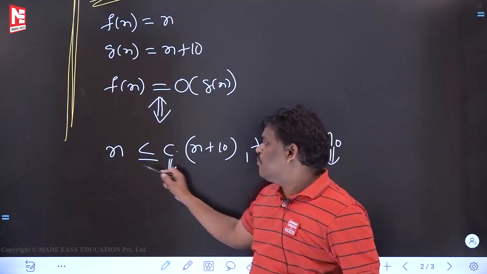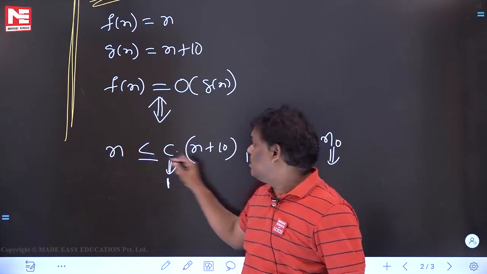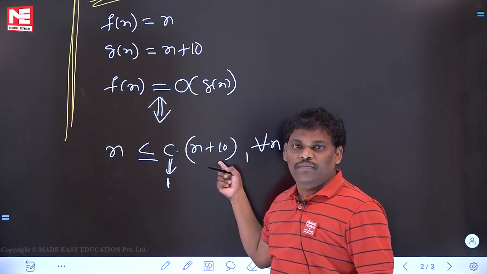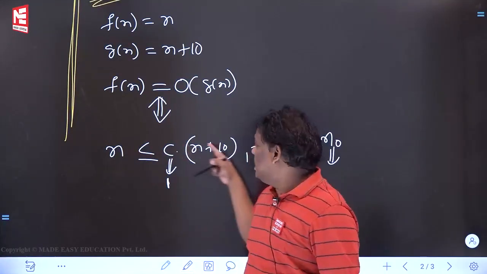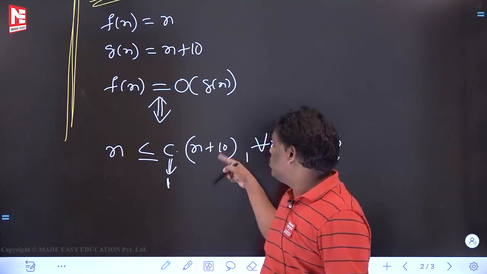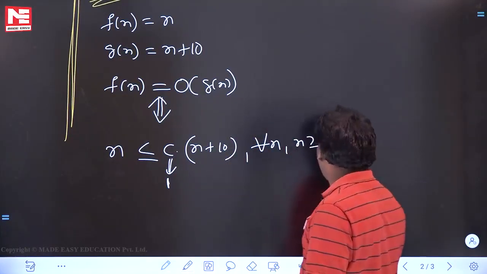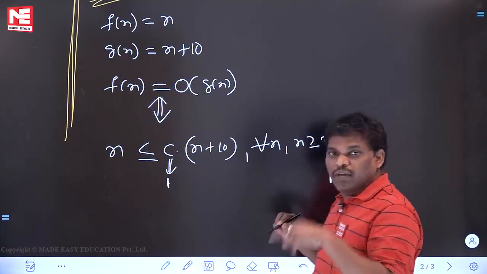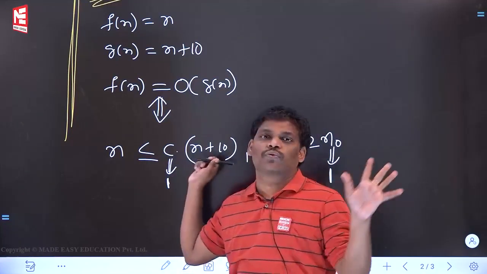Let me check 1. If I keep the n value 1, left is 1, right is going to be n plus 10, which is 11. N value 2, left 2, right is 12. N value 3, left 3, right is going to be 13. I think 1 onwards is working. n0 means the starting n value from where this relation holds good.